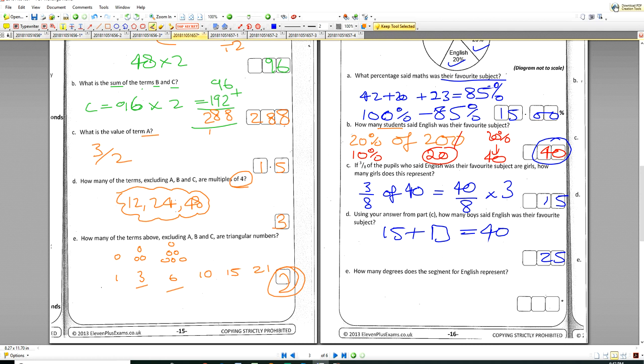How many degrees does a segment for English represent? Now we know English is 20%. If you want to convert it to angles, you've got to work out 20% of 360 degrees. Now we know 10% is, divide that by 10, is 36. So 20% is double of that, which is 72. So the answer is 72 degrees. So we've got to work out 20% of the 360 degrees of a pie chart. And that's the end of that question.